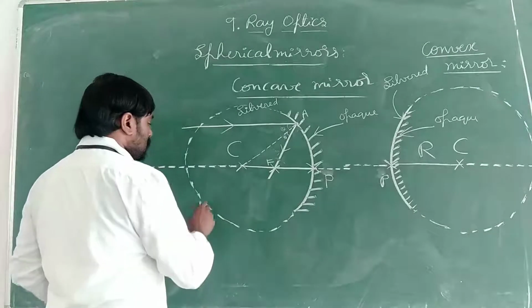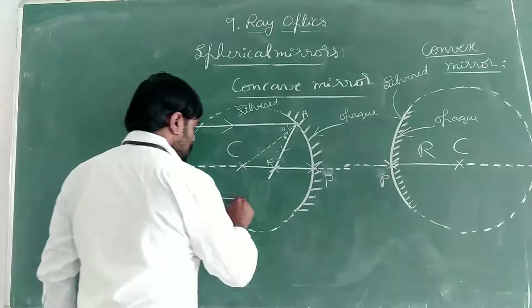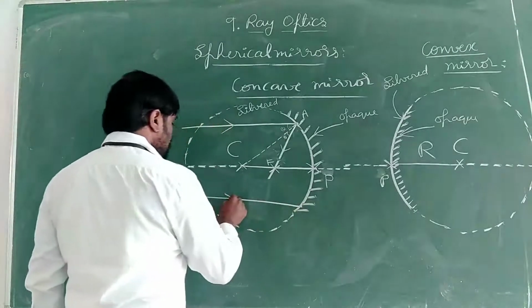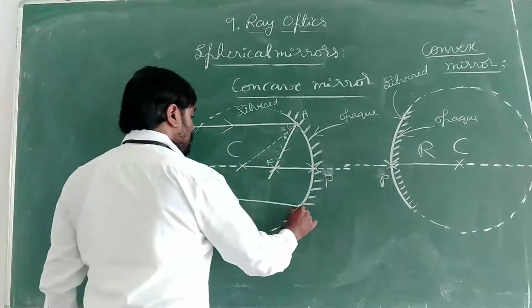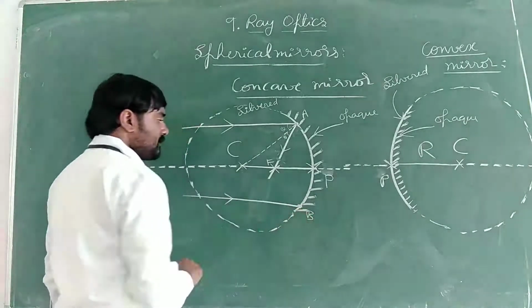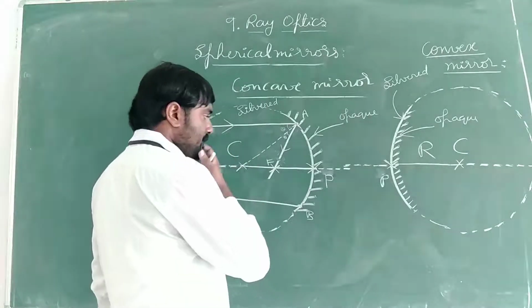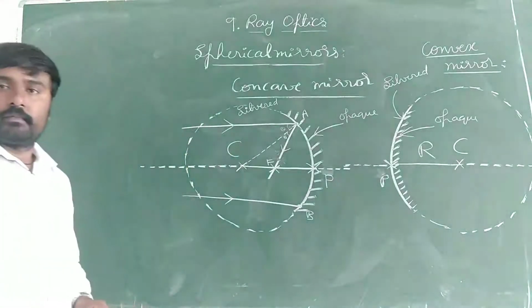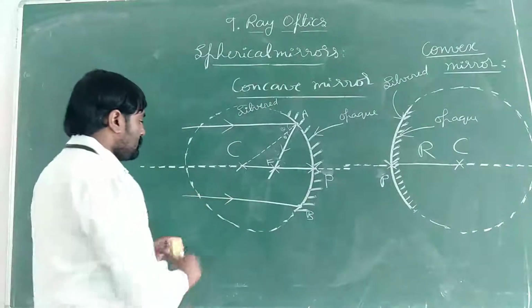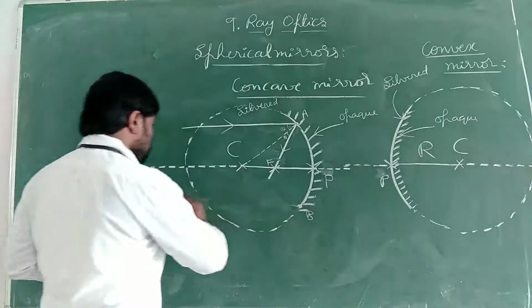Now let us consider one more ray of light that is incident at point B. So now B is the point of incidence. This is also parallel to the principal axis. So this ray is also parallel to the principal axis.